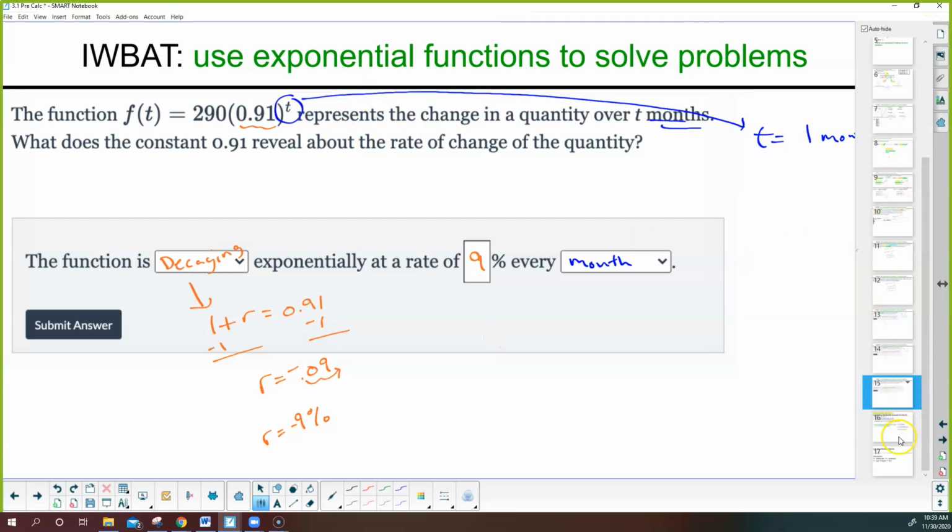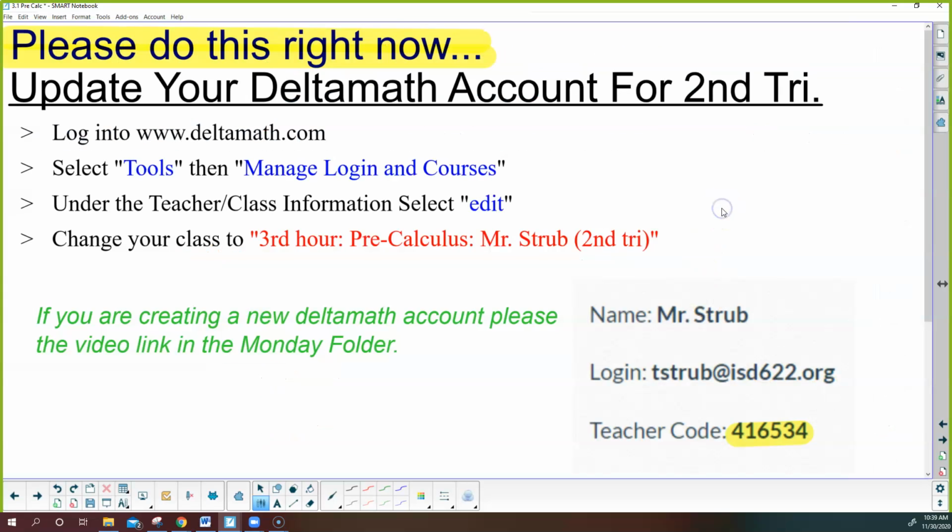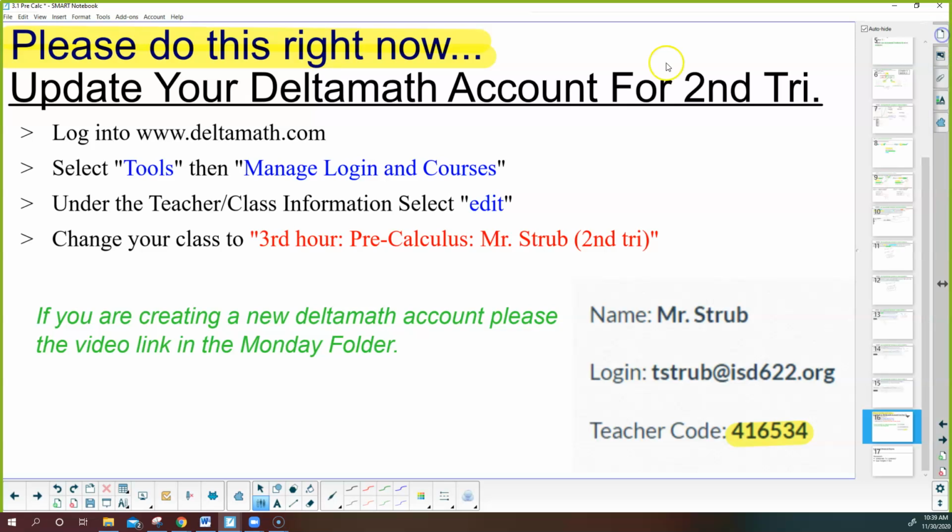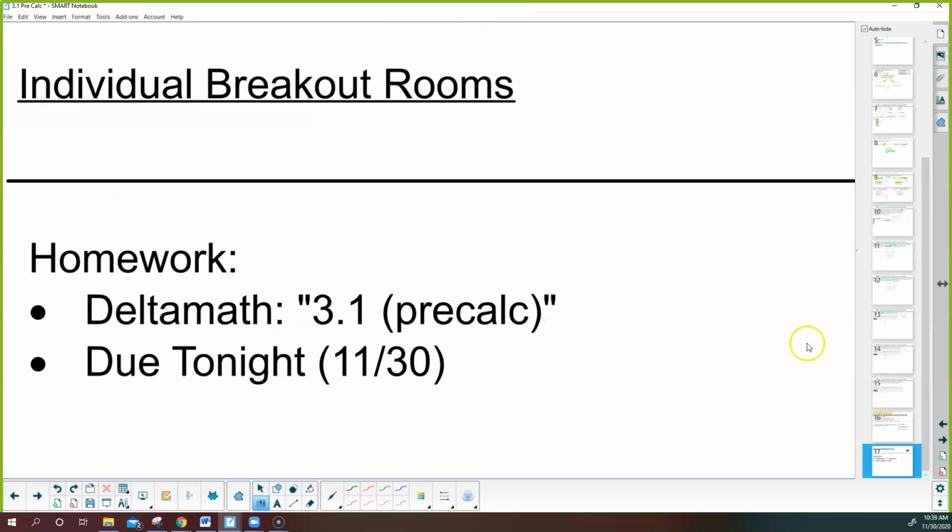Okay, I talked about this at the beginning of the hour. I'm going to post this slide up again in a second, but some of you joined a little later for different reasons. You will have to change your Delta account in order to access the homework tonight. So I'm going to come back to this slide in just a second.